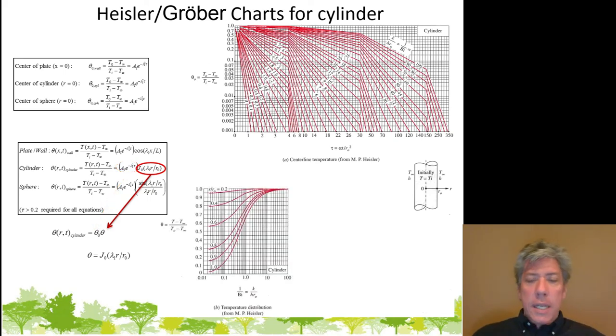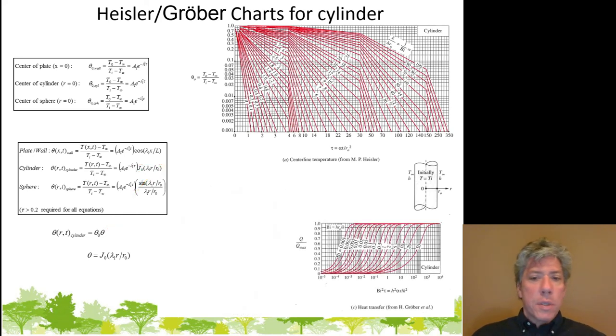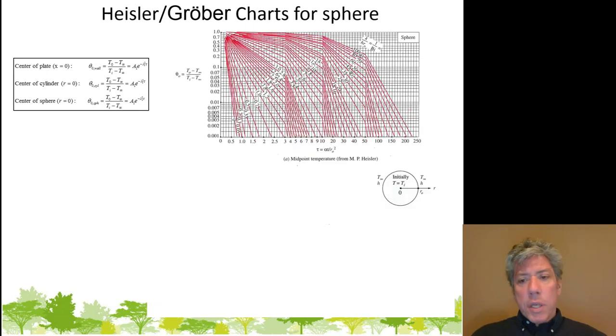And this looks a lot like the last chart, but it is different. It's for a cylinder, and it will give you different results. Okay? It, again, depends on the Bi number, depends on the dimensionless position, and is a modifier, if you will, a position modifier, for finally getting the dimensionless temperature from the centerline dimensionless temperature. We can play the same game with Q over Q max for cylinders as well.